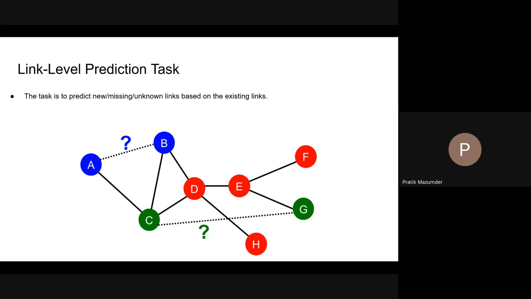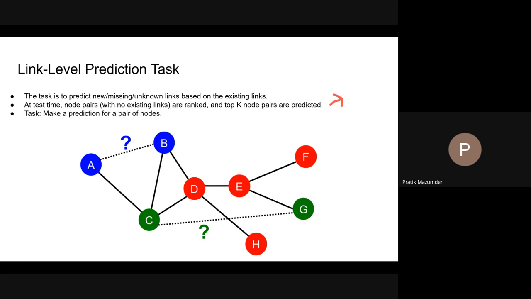Next is your link prediction task, where the task is to basically predict new, missing, or unknown links based on your existing links. And at test time, you rank a set of non-existing links based on some confidence value, and you predict a new set of links. It's just like when you get some set of predictions based on your previously watched movies, maybe on Netflix, and based on that you get a set of new predictions. Maybe some of these predictions are good and some of them are not that good. But then once you watch a few more movies, these predictions again get updated.